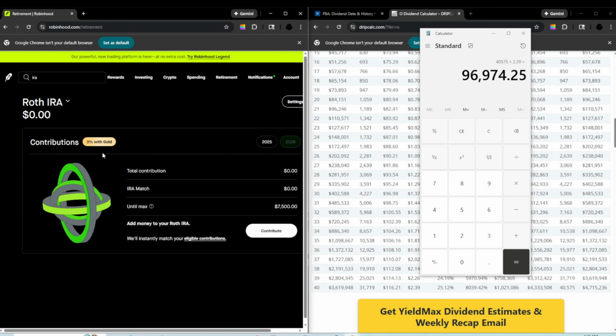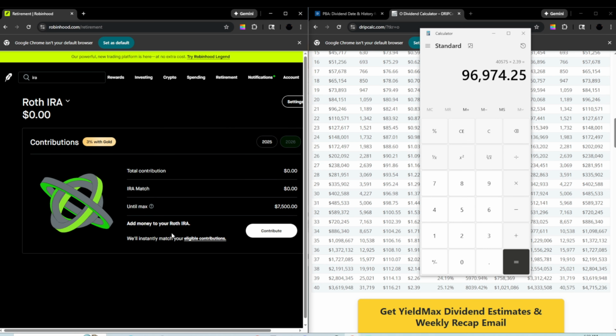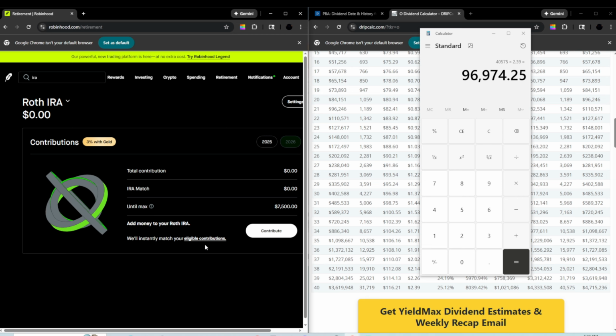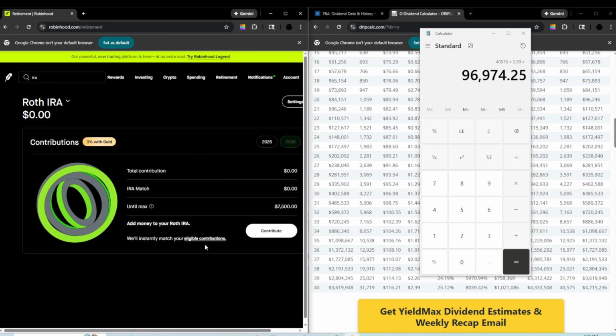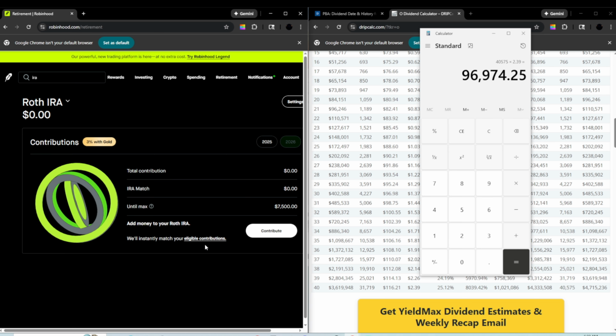If you're a gold member, you get 3% with gold, so that's an additional 3% each time. So let this build up as well, and you can do a max. I believe it's 7,500 right now. So I think it's more if you're over 50. But yeah, if you want to build up for your retirement, a Roth IRA is like having a 401k. It just builds for you, and when you pull money out, it's not going to be taxed.